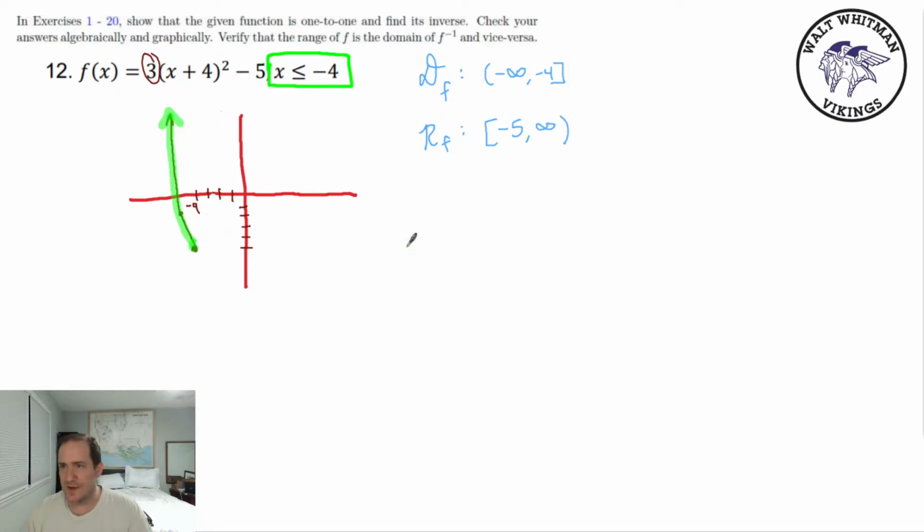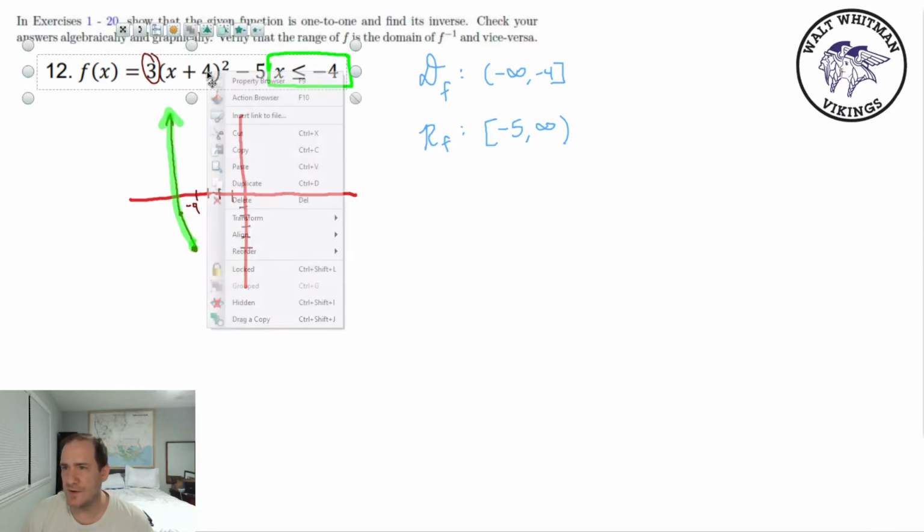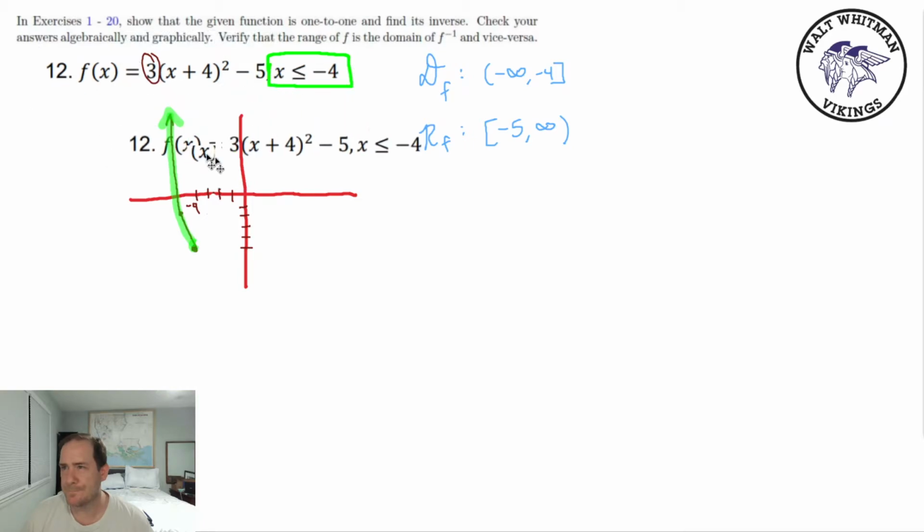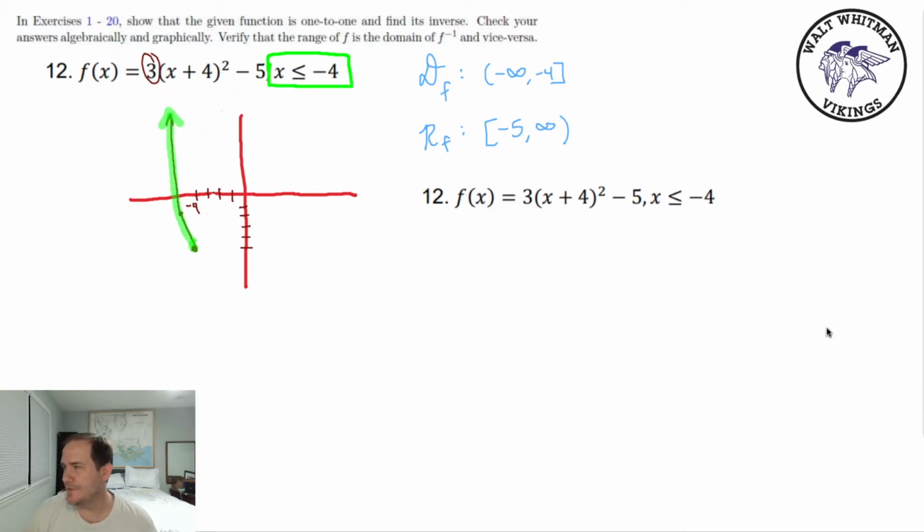So let's find that inverse algebraically. We'll just take the original function and switch the x and y variables. So that means f of x becomes x, and x becomes y. And then we just want to solve for y. So it certainly seems like we're going to add 5. And then we're going to want to get rid of that 3, either by dividing by 3 or multiplying by a third. Multiplying by a third would be my preference.